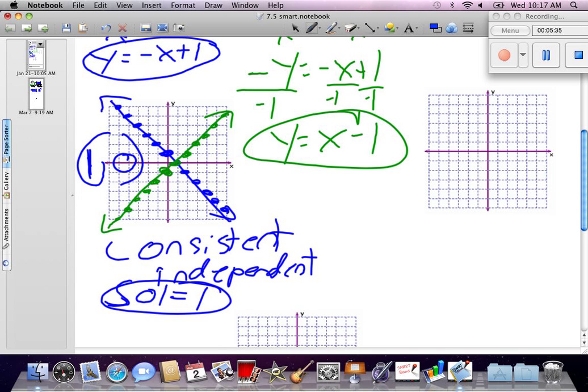Scoot over and he won't touch you. You guys are all up in each other's business. Okay, moving on.